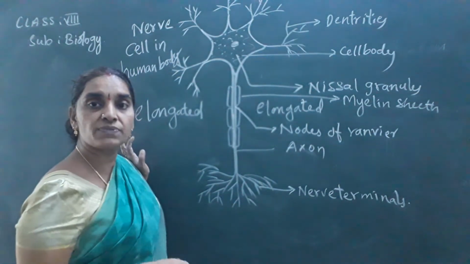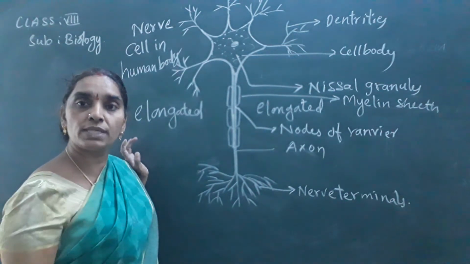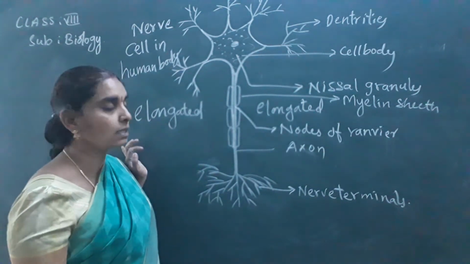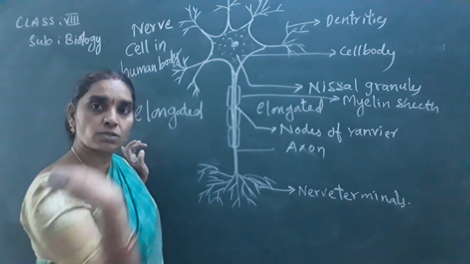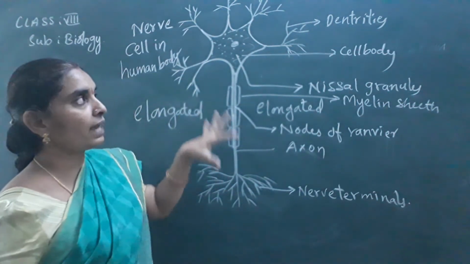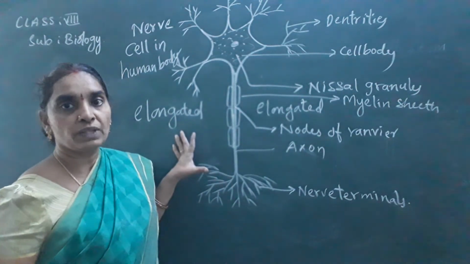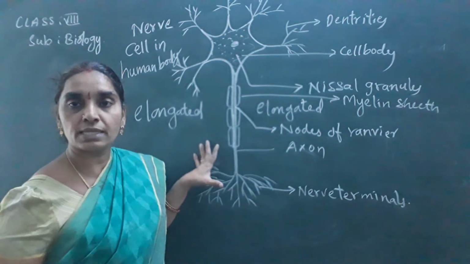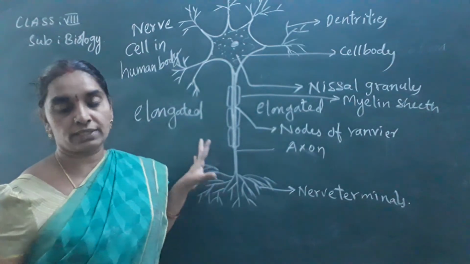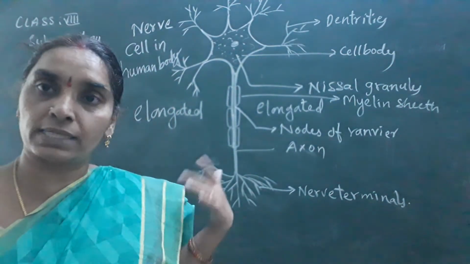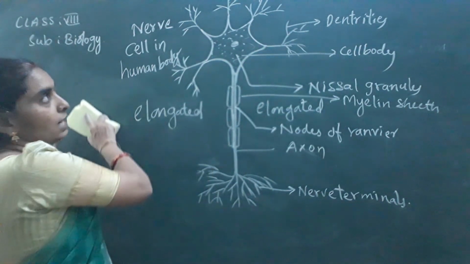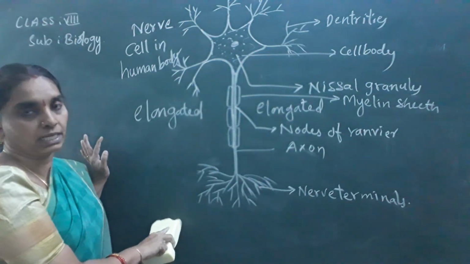called dendrites, which transfer the messages to the sense organs and from the sense organs to the different parts of the body, that is from the sense organs to the brain again. So this is the nerve cell which performs the sensory function in our body, transferring messages from the brain to the different organs and from the organs to the brain in turn. So this is the structure of the nerve cell.